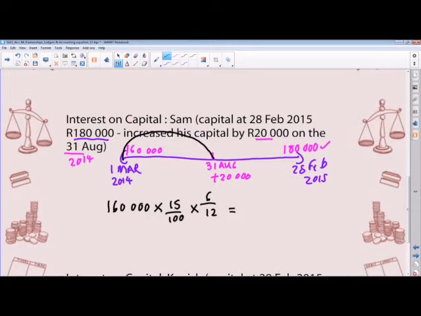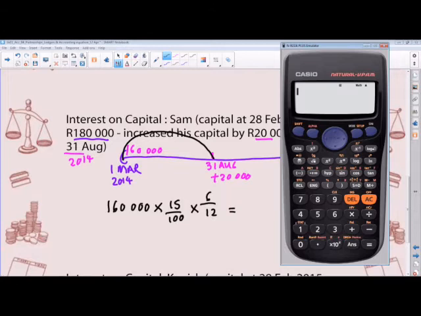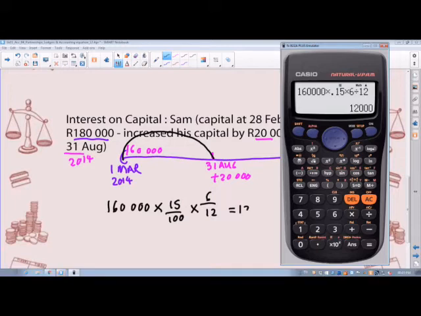Right, let's get our calculator out and let's do this calculation together. So 160,000 times 15%, times 6 divided by 12, and for the first half of the year, he should be entitled to 12,000 in terms of interest.